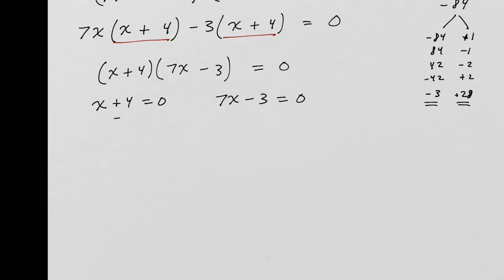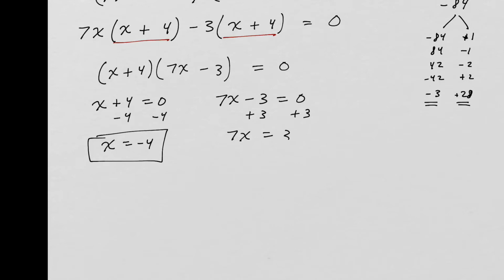So then I solve the first one. That's easy enough. That's just going to give me x is equal to negative 4. And solving the second one, so this is plus 3. So I have 7x is equal to 3. Now to get x, I need to divide by positive 7. So it looks like x is equal to 3/7. So those are my two solutions. x is equal to negative 4, and x is equal to 3/7.